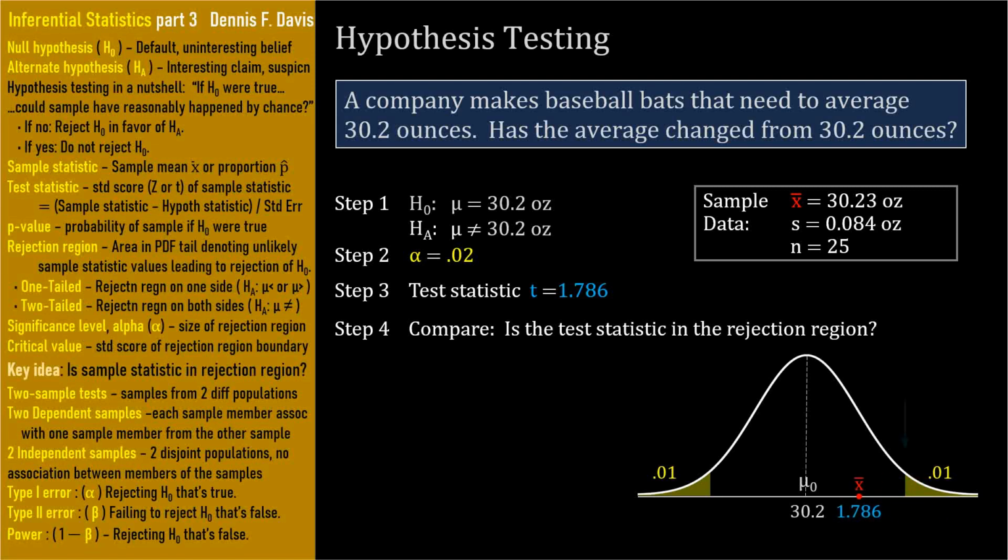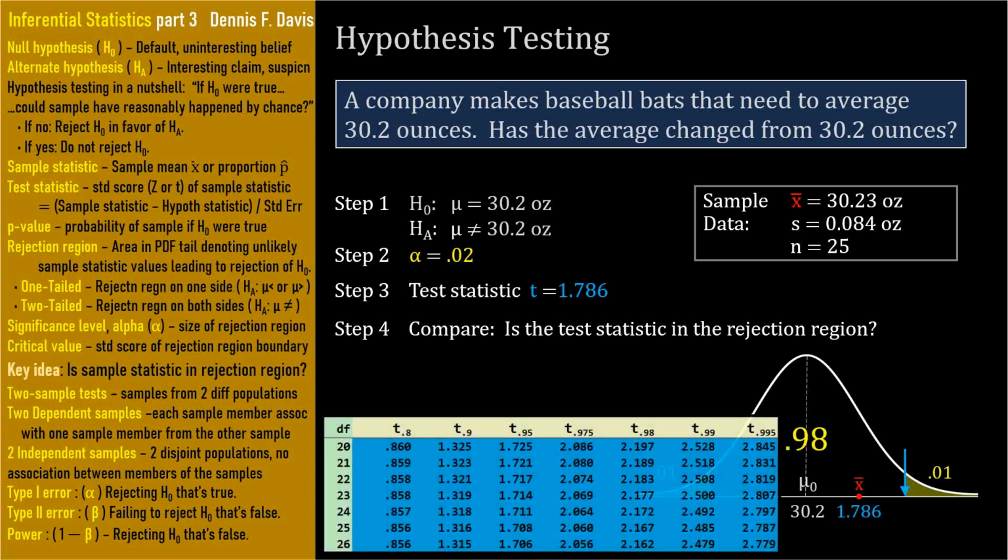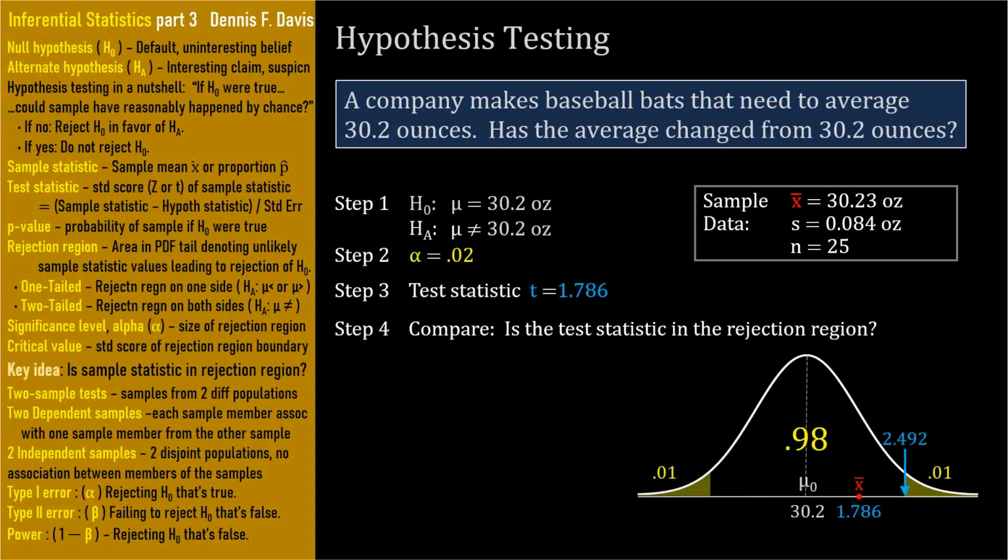We need to find the critical value, which is the t-score of this boundary point where alpha begins. We need to use a t-table to convert a yellow probability to a blue standard score. The probability we'll look up is the cumulative probability up to the critical value, 0.98 in the middle plus the left tail, probability 0.99. Degrees of freedom is 24, which is the sample size minus 1. We get 2.492. The test statistic is closer to the mean, not out in the rejection region.